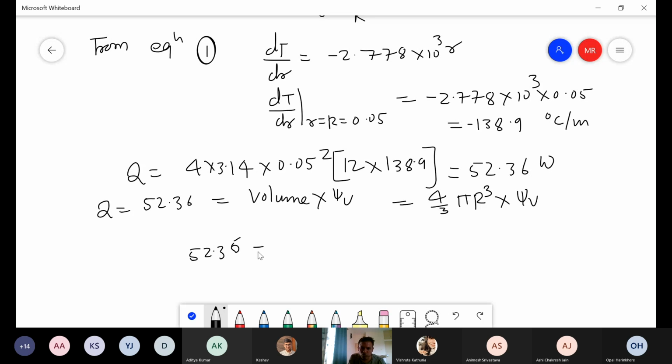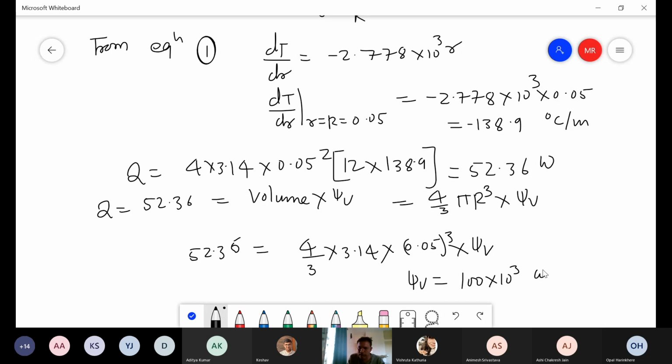52.36 should be equal to 4 by 3 into 3.14 into 0.05 cube into psi v. So I can calculate psi v from this. Psi v comes out to be around 100 into 10 raised to power 3 watt per meter cube. Just check whether this is correct. Yes, sir, it is.